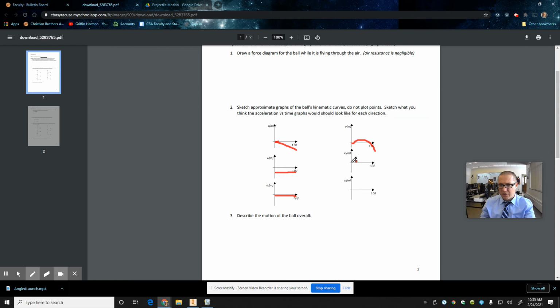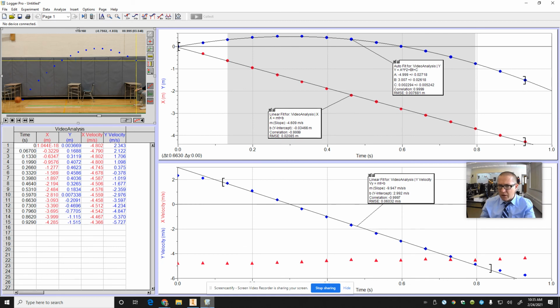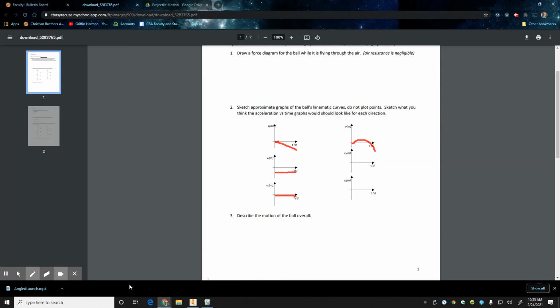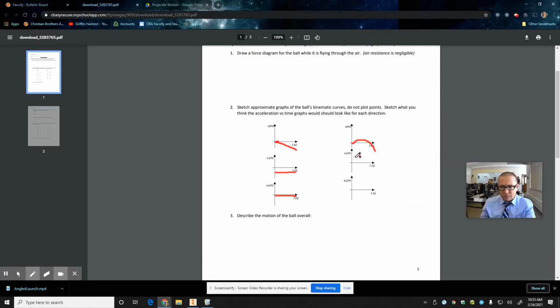The y velocity, let's go back to Logger Pro and double check that real quick. Yeah, look, zeros right there. So we have to be a little bit careful in doing that one. It starts at a positive y velocity. Once it gets to the peak, it has no y velocity, and then it gets negative y velocity. Acceleration, though, the slope of that line is negative 9.8 the whole time.